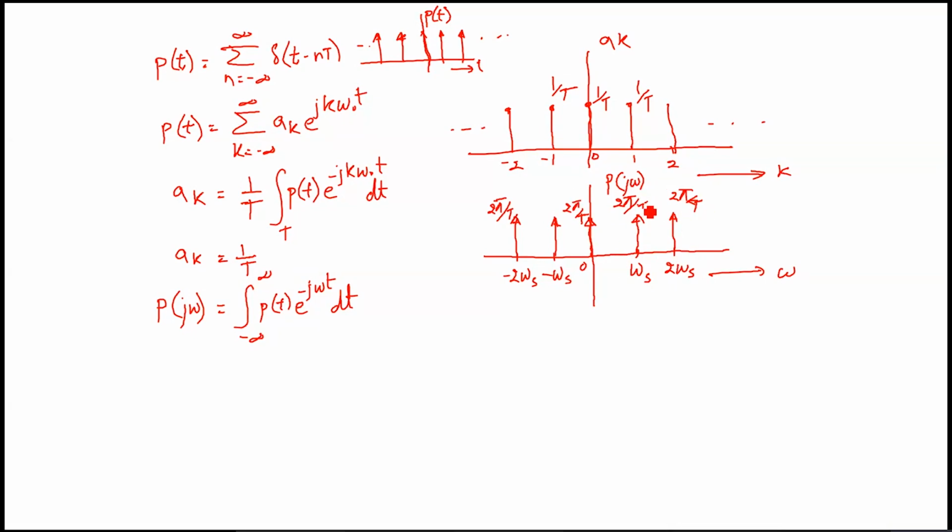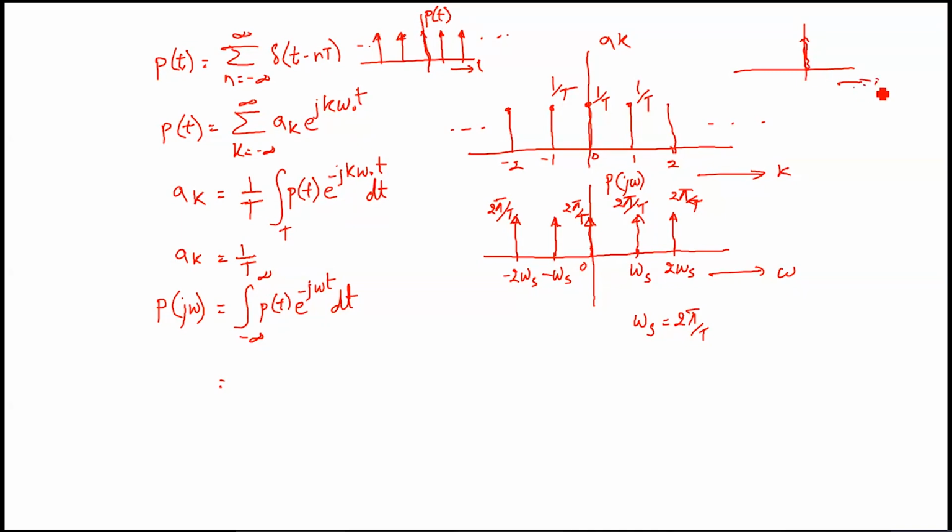So this will be P of j omega, and we can write this P of j omega. These are just a set of impulses, and the value of these impulses is basically 2 pi over T, and the spacing of them is again omega s, and notice omega s is what? 2 pi over T. So if this is 2 pi over T, we can also call it omega s. So this is basically an impulse train in the omega domain.